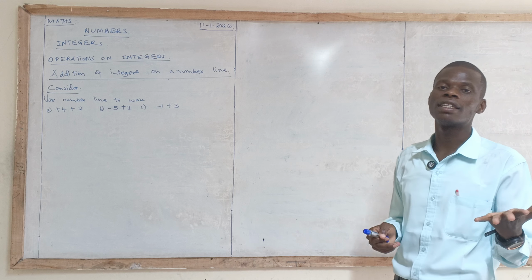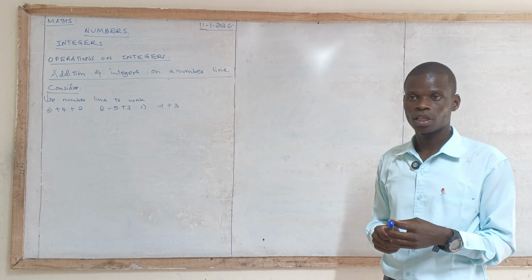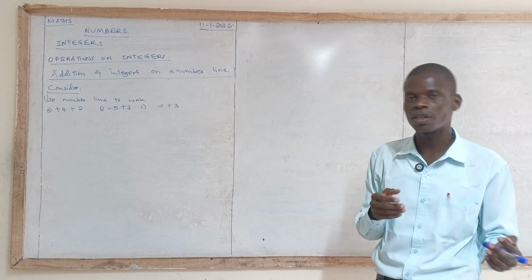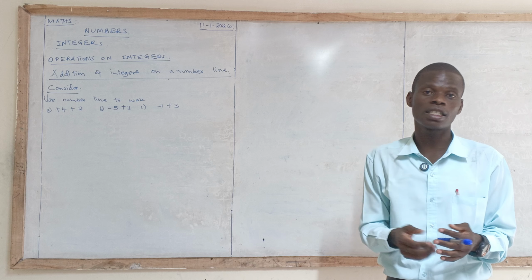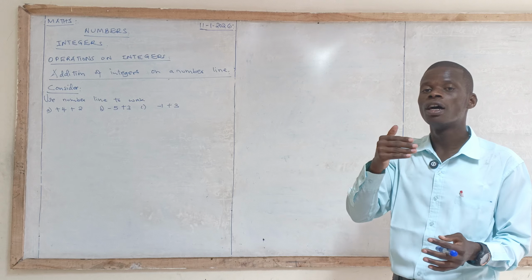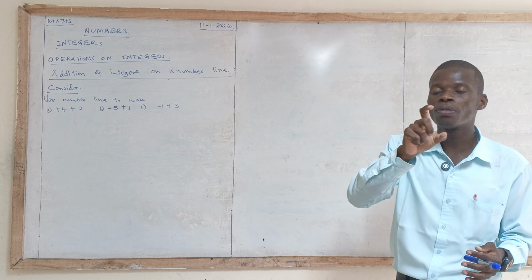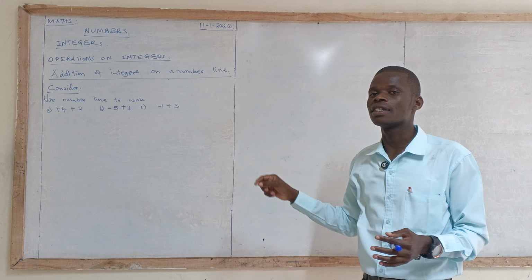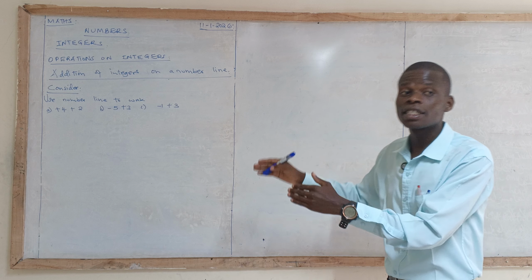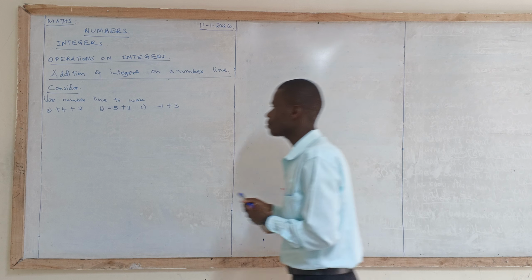For example, 9, that is positive 9. If you have 2, that is positive 2. If we have negative 3, we know it is negative 3 because it has the negative sign. But those integers without a negative sign or positive sign are taken to be positive integers. Do you understand whatever I'm saying? Yes. Okay, let us write it down to avoid forgetting.